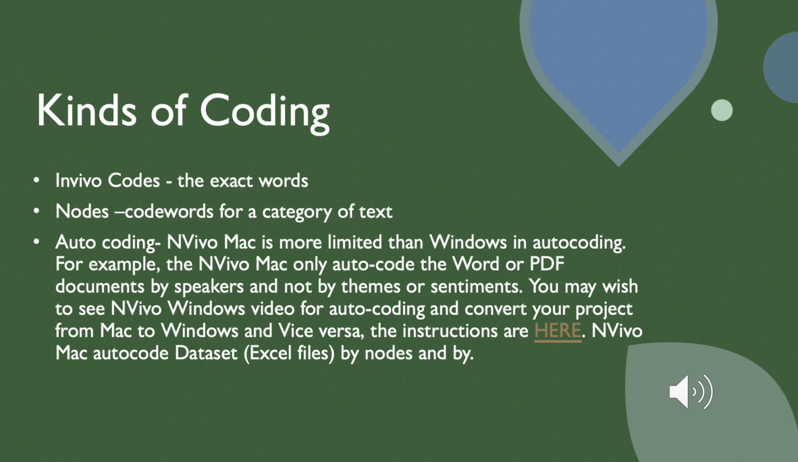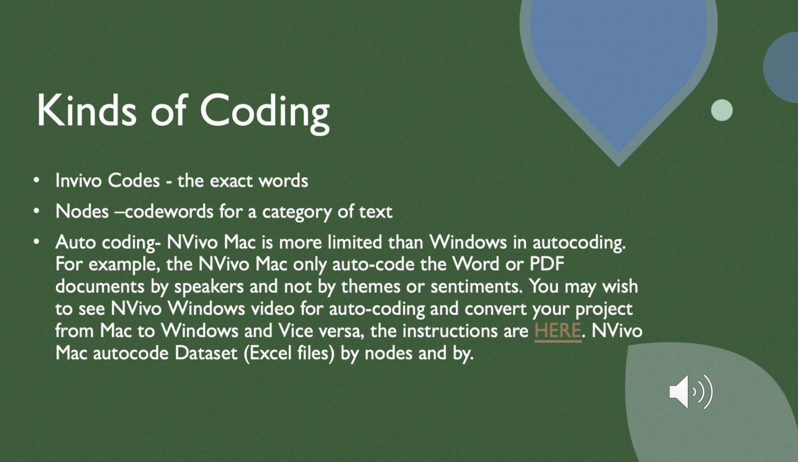So we have a shorthand. For example, if someone is talking in detail about different kinds of development, we may just name that text as development. So we may put the text written about development into a node that we choose to call development.